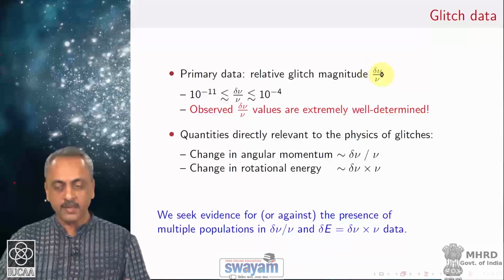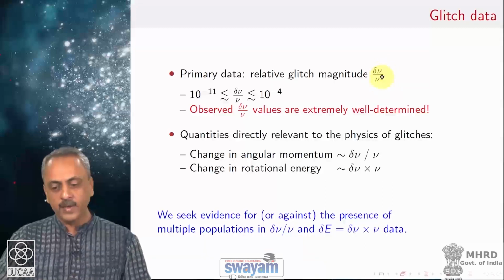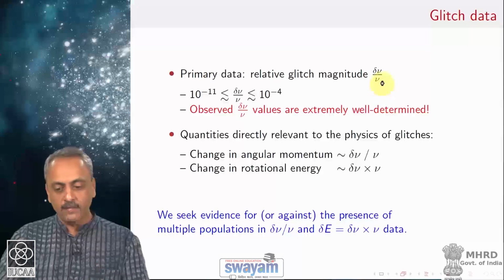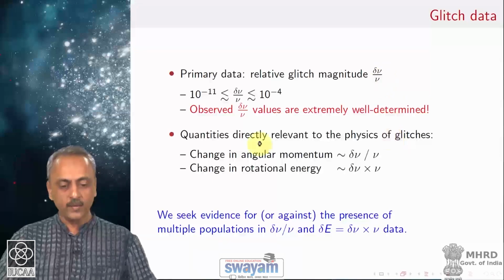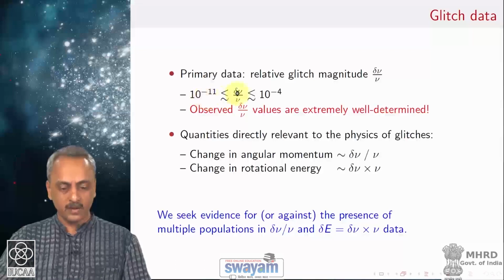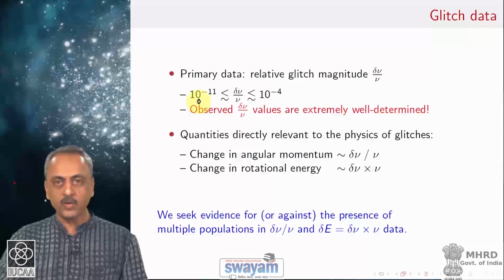Instead of describing the thing in terms of spin period, which has dimensions of time, people go to the frequency domain. What you have here is delta nu, the change in the frequency across a glitch, divided by the average frequency of rotation. This is what is called the glitch magnitude. It is a relative quantity, so it is dimensionless, and the numbers span several orders of magnitude, from 10 to the power minus 11 to 10 to the power minus 4.